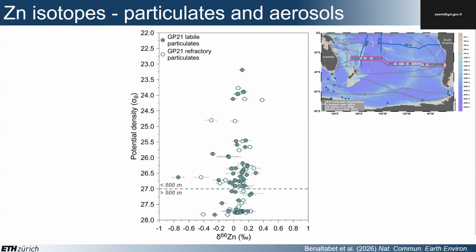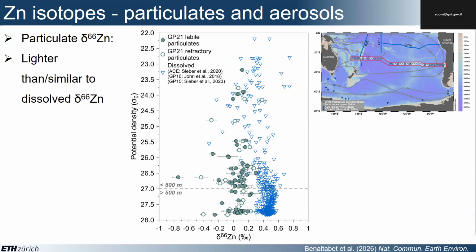This is presented against potential seawater density, and we use potential seawater density because we want to compare the isotope composition of marine particles to the isotope composition of dissolved zinc. The isotope composition of dissolved zinc is represented by these blue triangles, and this is taken from cruises in the South Pacific, where surface waters from the South Pacific are advected into the South Atlantic gyre. And these data are also taken from other cruises within the South Atlantic and the South Pacific gyre.